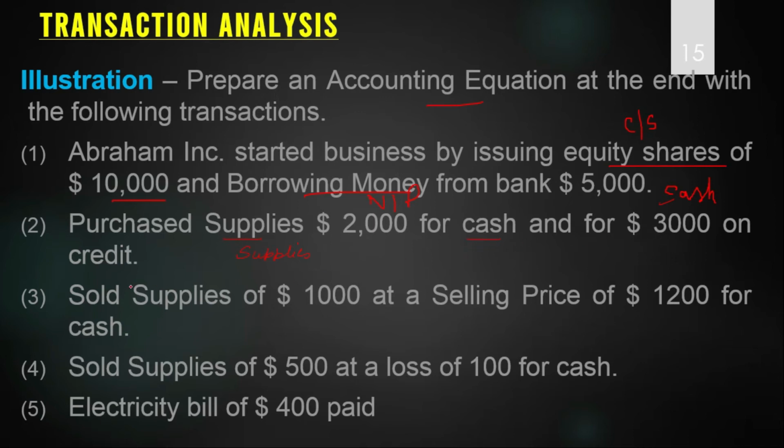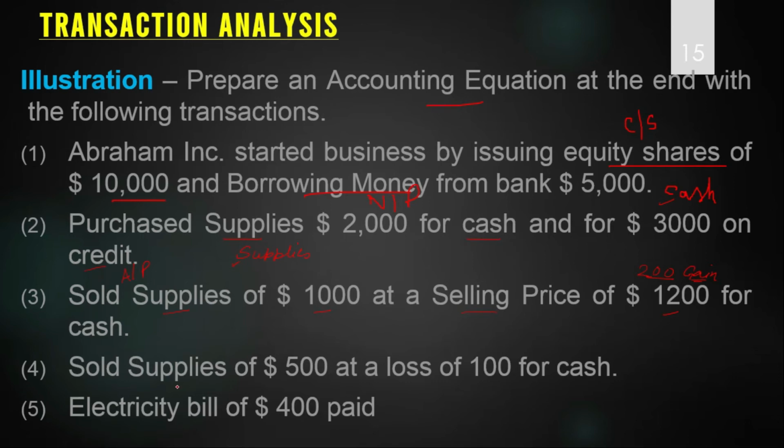Supplies of 3,000 on credit. So there is a purchase on credit. Purchase on credit means accounts payable. So another column will be accounts payable. Sold supplies, we already have a column of supplies here. The selling price of supplies is 1,200. So here the supplies were purchased for 1,000. Supplies costing 1,000 were sold at 1,200. It means there is a gain of 200. So for gain, this is another item, that is gain. Gain will be written under equity, under the head revenue. All the gain, profit and revenue are written under the head revenue only.